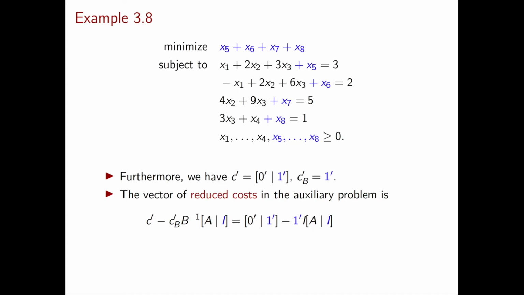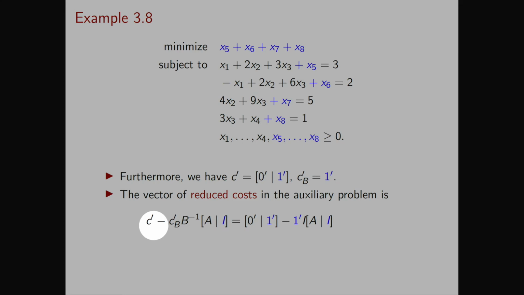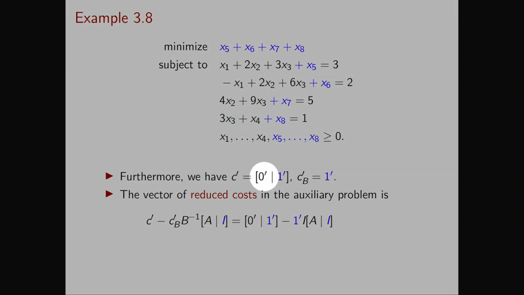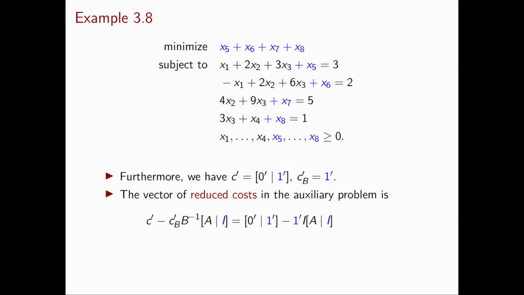So what else do we need? We need the vector of the reduced costs. As always, the formula is c transpose minus c_B transpose B inverse times the constraint matrix, which is A and the identity. What is our vector c transpose? This is the cost vector of the auxiliary problem. So it is the vector that has zeros in all the original variables and ones in all the auxiliary variables.